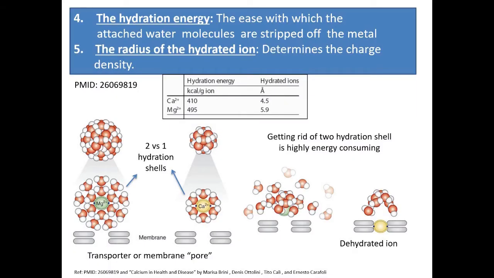Two other factors favor calcium over magnesium as a signaling molecule. These are the hydration energy and the radius of the hydrated ion. The hydration energy is the ease with which the attached water molecules are stripped from the metal ions. Due to their charge, the metal ions are surrounded by polar water molecules in the aqueous environment of the biological system. For example, magnesium is surrounded by 2 hydration shells, whereas calcium has just 1 layer.